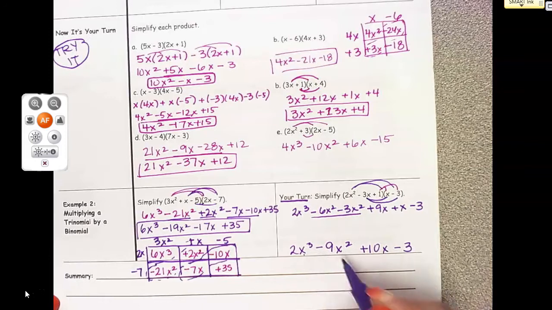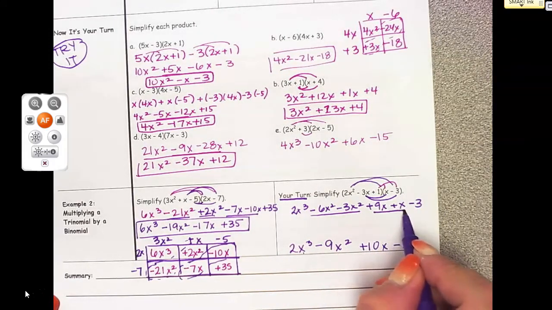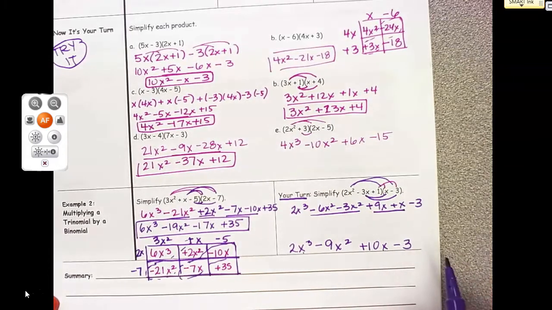So here's my 2x cubed. Here's negative 9x squared. 9 plus 1x is 10x. And then minus 3.